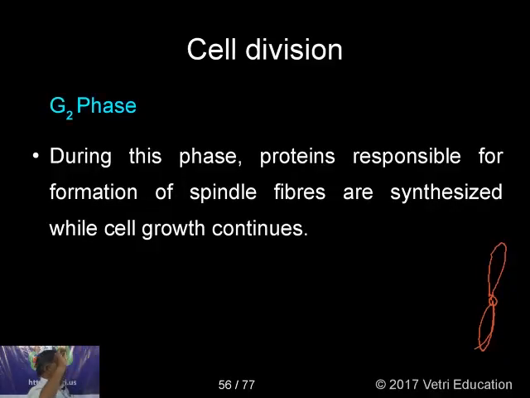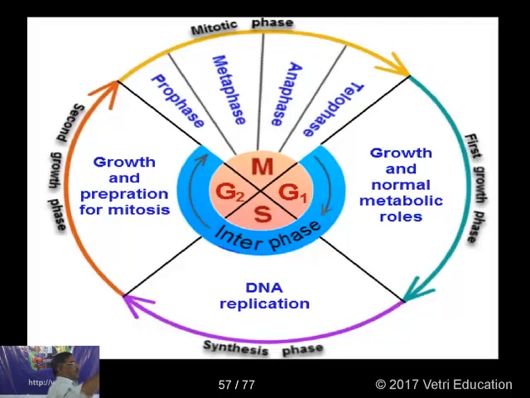In the G2 phase, proteins responsible for the formation of spindle fibers are synthesized while the cell growth continues, and the remaining cell organelles develop in this phase. Now you see the same diagram again. There you can find the mitotic phase, G1 growth and normal metabolic role, S phase DNA replication phase, and G2 growth and preparation for mitosis.